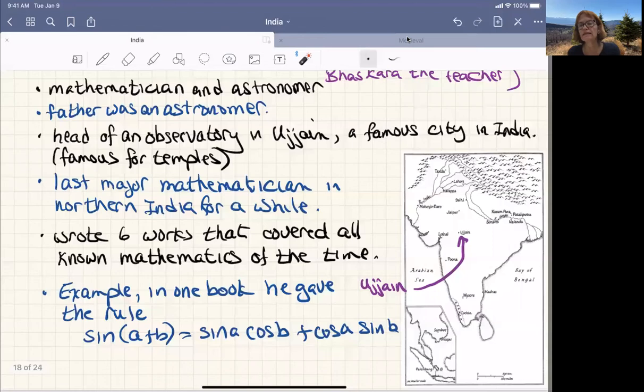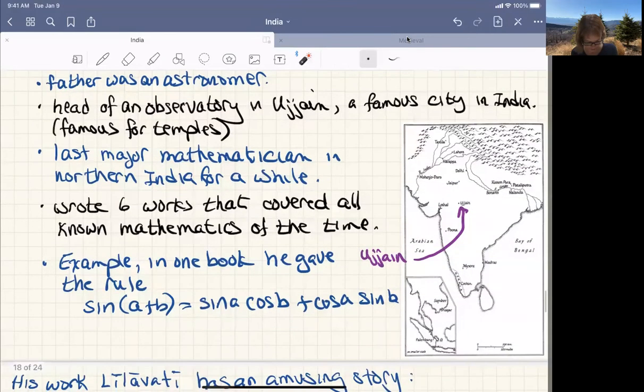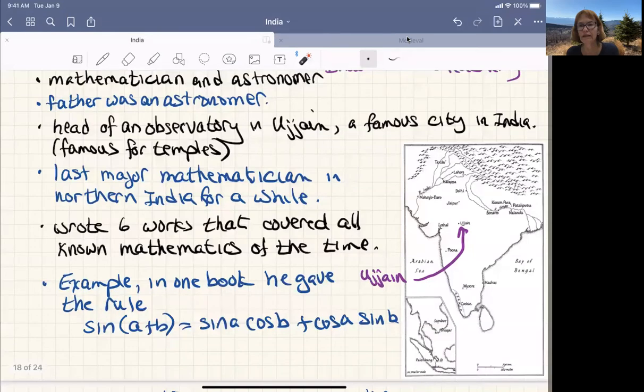So let's look at an example of something that you would see in Bhaskara's works. In one book, he gave the rule, the sine of A plus B is the sine of A cosine B plus cosine of A sine B. Of course, he would have written it in a different form than we do, but it's basically just the angle addition formula for sine that we know today.